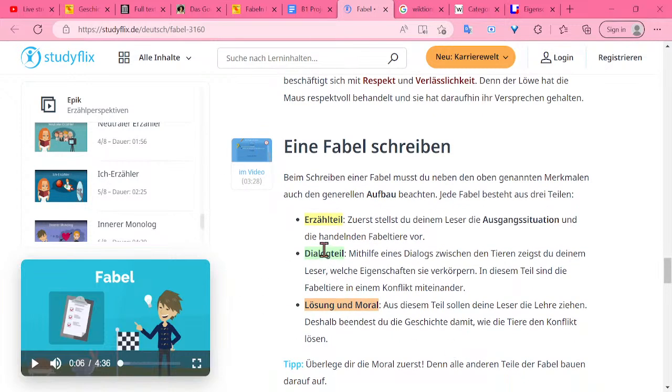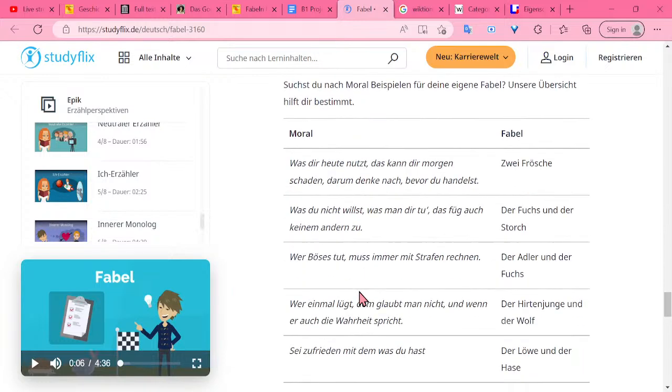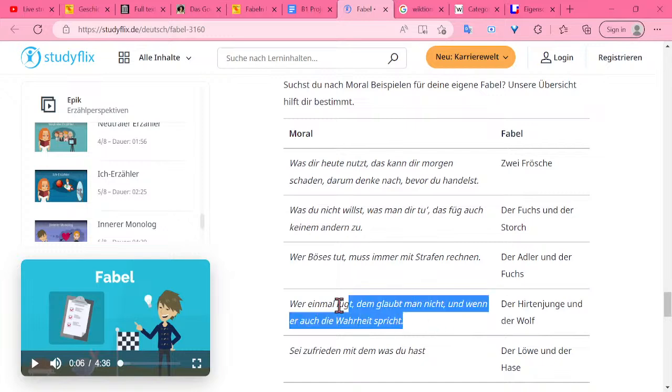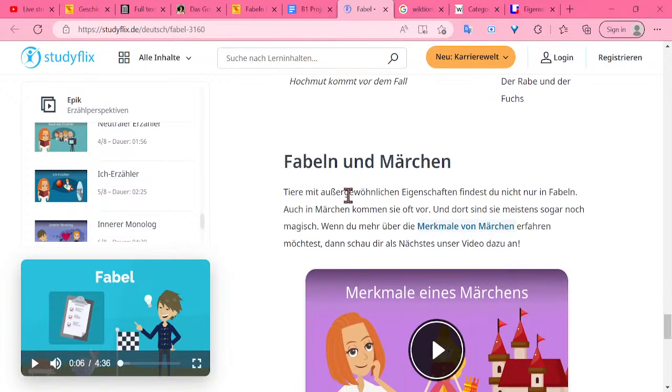There's a narrative. There's a dialogue. It's just 3 parts essentially. There's a lot of popular ones. If somebody does something bad, they'll always pay for it. If you lie once, no one will believe you, that's why we say cry wolf, because no one's going to believe you. Be happy with what you have. Pride comes before the fall.